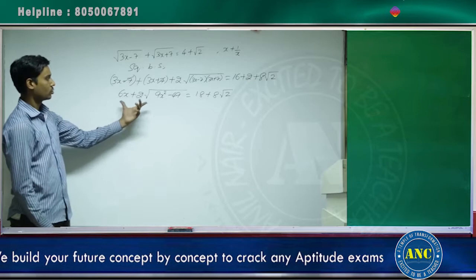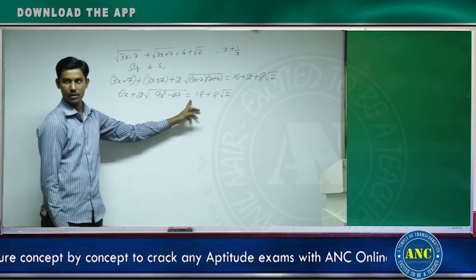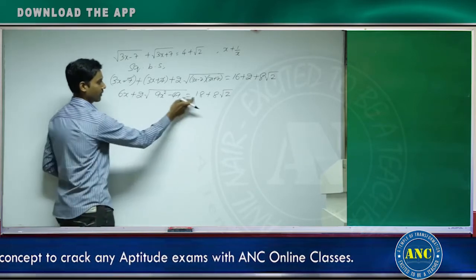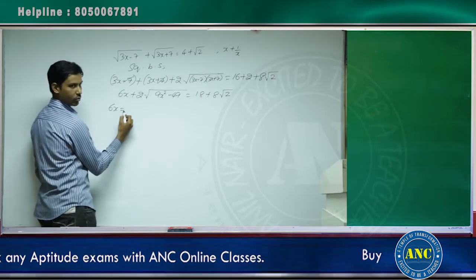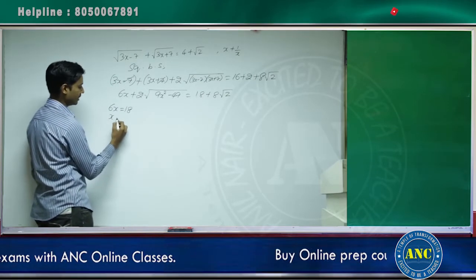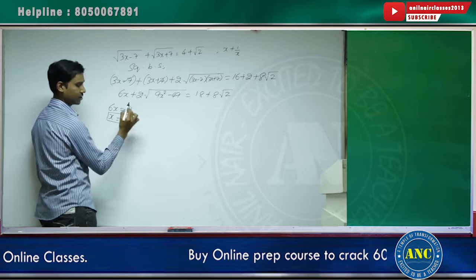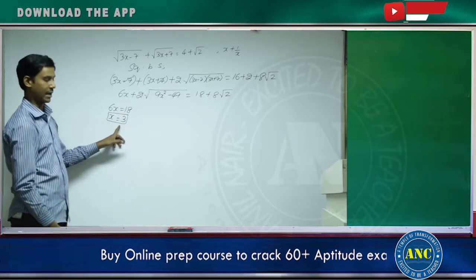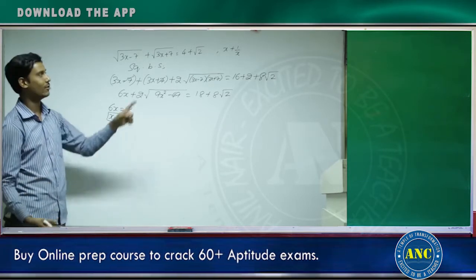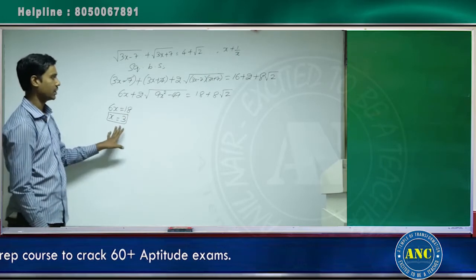Now if you observe, two surds are said to be equal if the real parts are equal. That means 6x should be equal to 18. X is equal to 3, right? Do not stop at this point because you got the x value. Do not substitute in a hurry.